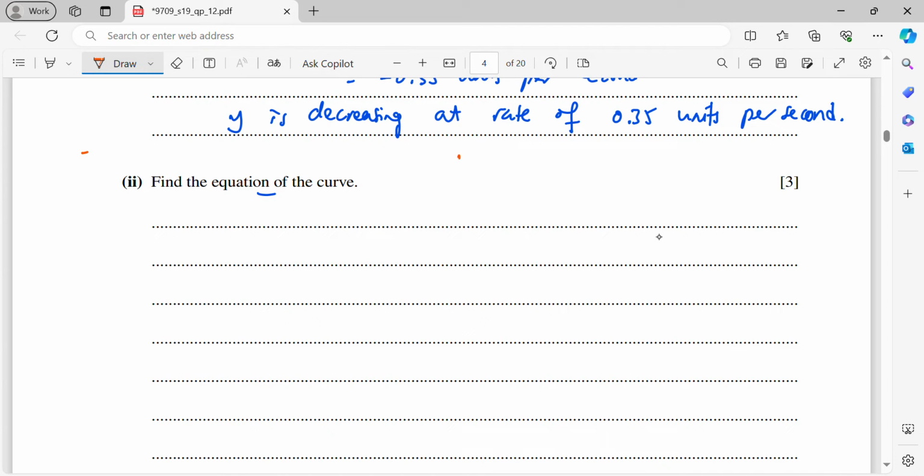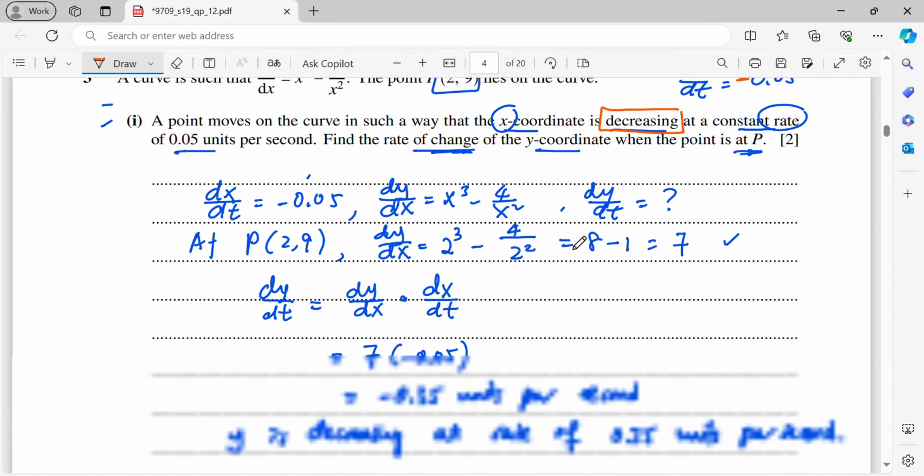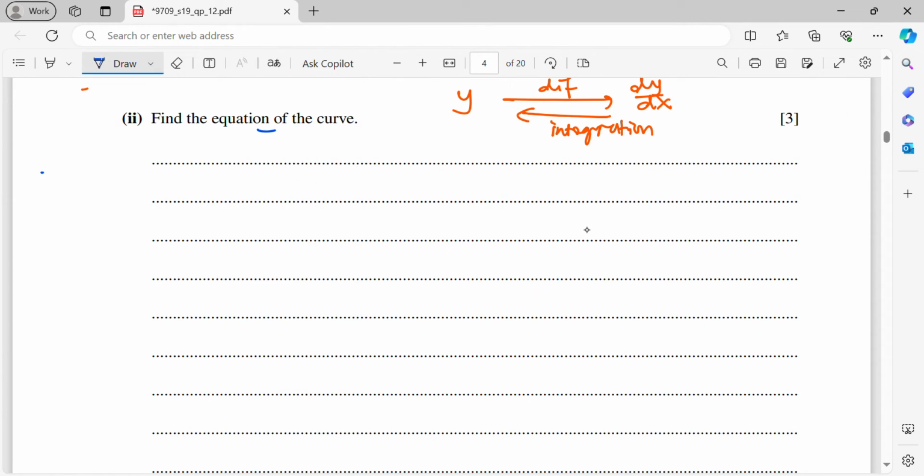So for your information, if you are given y, when you differentiate, you will be getting dy/dx. But when you are given dy/dx, to get the y, that is the reverse process, which is integration. Right? So now, I will copy my dy/dx, x cubed minus 4 over x squared. And now to integrate, I will move up the x squared. So this becomes x cubed minus 4x to the power of negative 2. And now to get the y, I will just do the integration on these two terms.